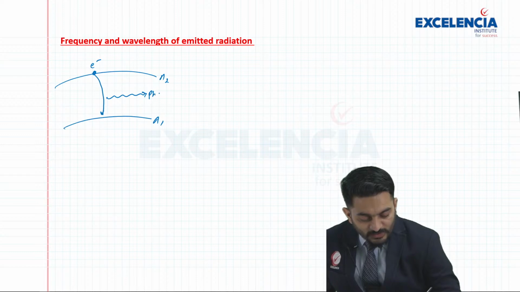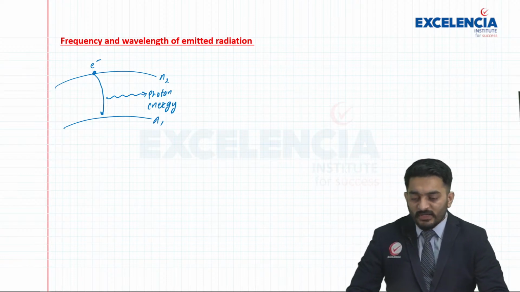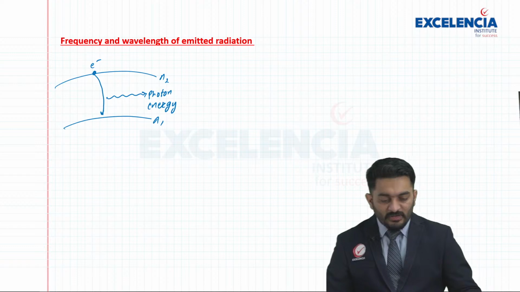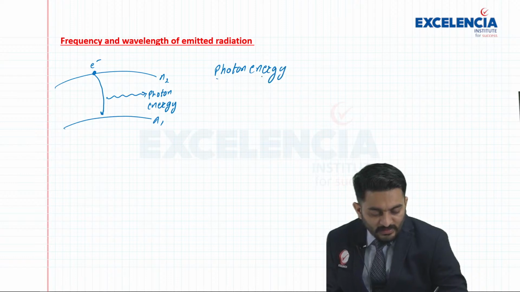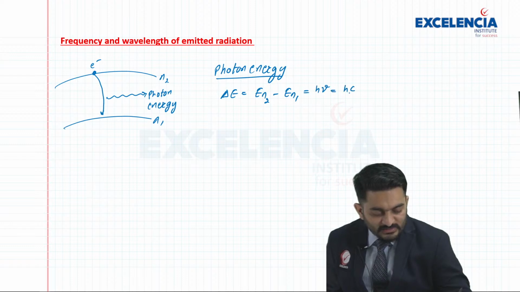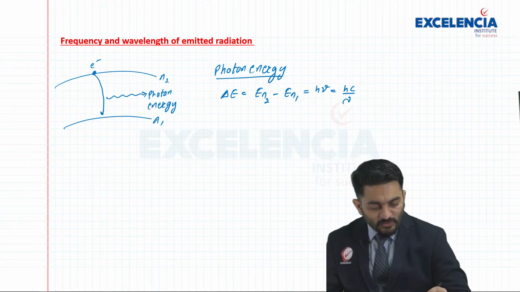Now there can be questions based on this photon energy which you people would be able to solve by using the third postulate. When I say frequency and wavelength of emitted radiation, if you want to calculate this photon energy, you better take help of the formula that change in energy from n2 orbit to n1 orbit can be equated to h mu, or you can say hc over lambda. Basically the examiner is more interested in this wavelength value, so we will go according to that.